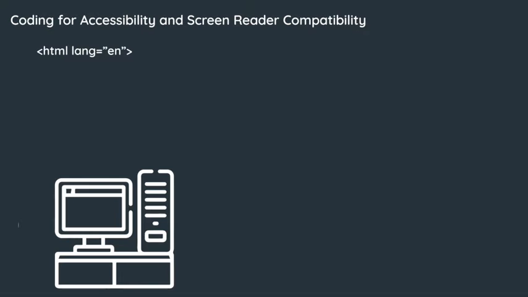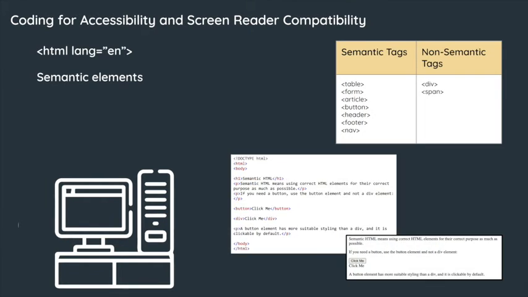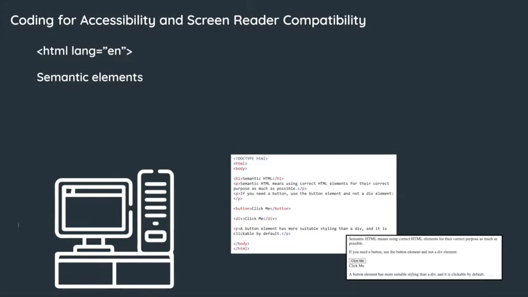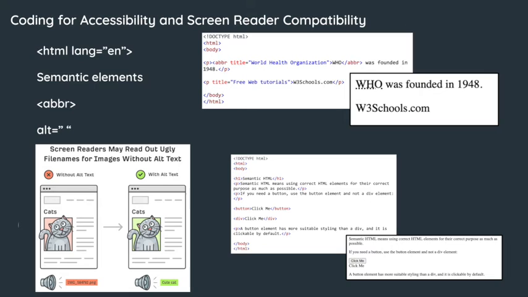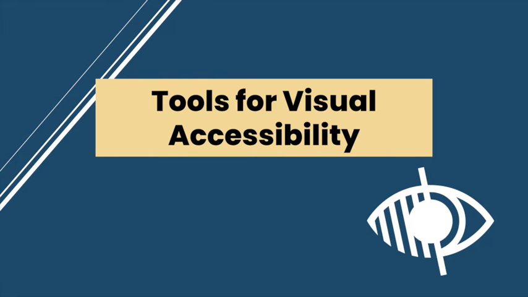Start by declaring the language at the top of the HTML document that you are creating. Semantic elements are tags such as table, form, article, and button. Non-semantic tags are div and span. Avoid using non-semantic tags for elements that have a semantic tag available. If you do use abbreviations, be sure to use the abbreviation tag. And lastly, always include descriptive alt text for images. This way, the screen reader will be able to describe the image to users that are unable to see the image.